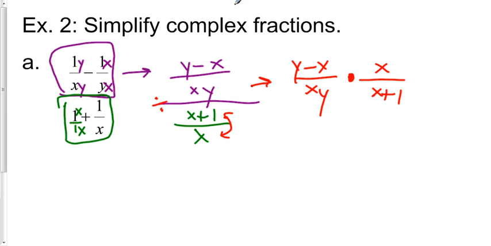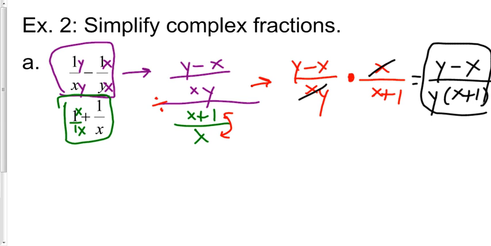Okay, now multiplying, we're going to look for factors that cancel out. One thing I'm noticing is that I've got a common factor of an x on top and bottom, so I'm going to cancel those out. Remember, you can do this with multiplying. And now what I have here is y minus x on the top, and in the denominator, I'm multiplying y times x plus 1. And I don't think there's any way to cancel out common factors here, so this is my final answer.